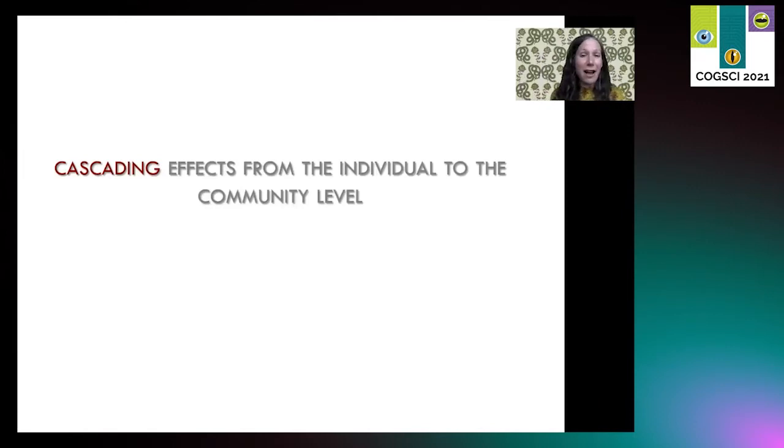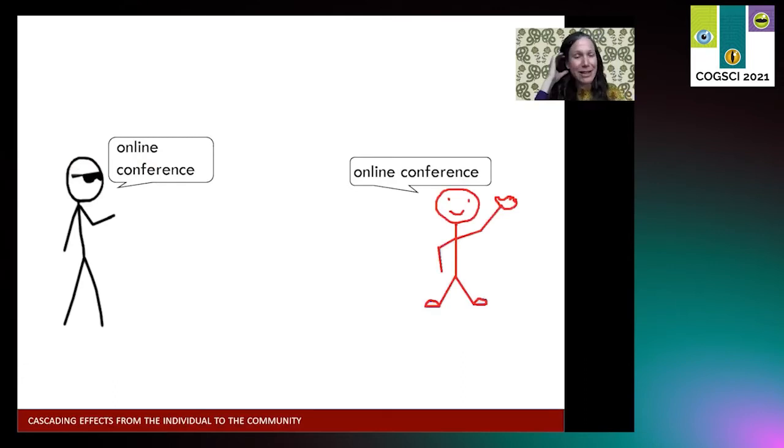So in addition to the fact that social network properties such as their size can influence people's linguistic skills, as I said beforehand, it can also influence to what degree the behavior of one person really cascades to the rest of the community. And we'll start with an example.